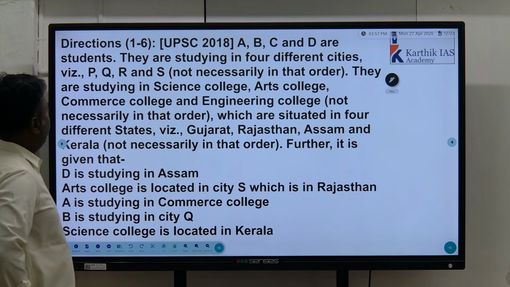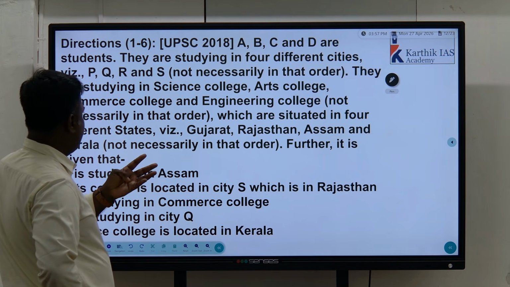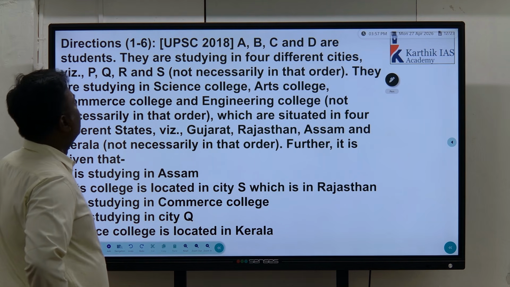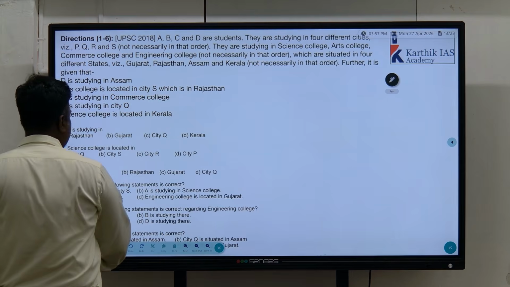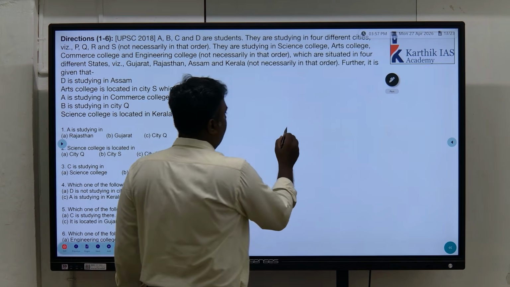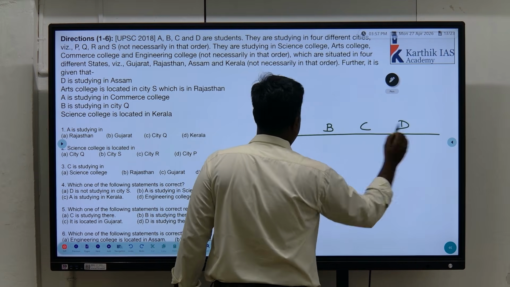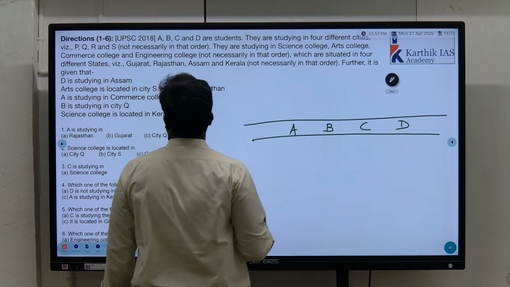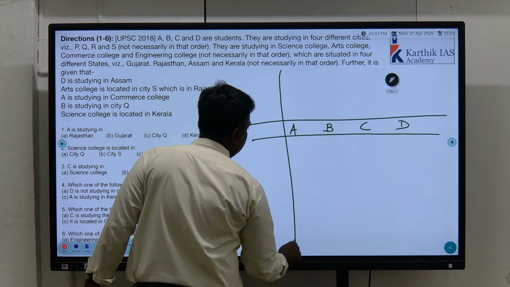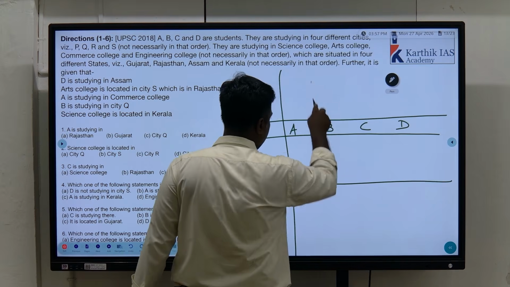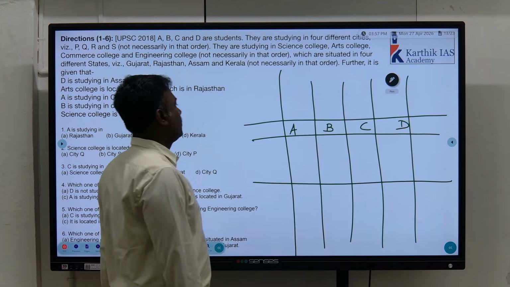So A, B, C, D, 4 students are there. There are 4 different cities, and then 4 different colleges: arts, commerce, engineering, and science college, and then states. So 4 entities are there. What we'll do is keep A, B, C, D persons in the middle. Clear? Try to understand the way I am approaching the question.